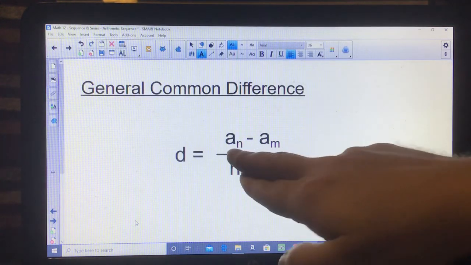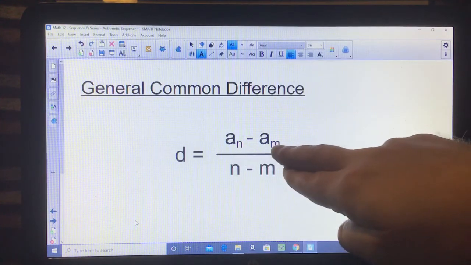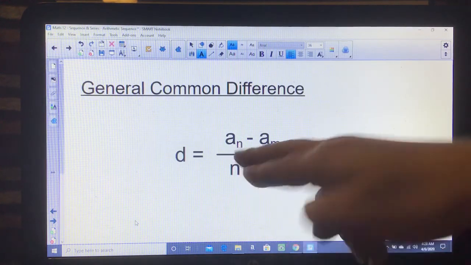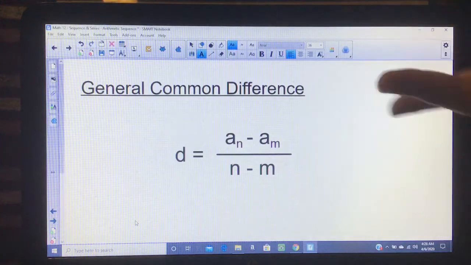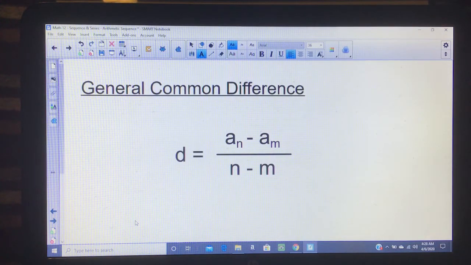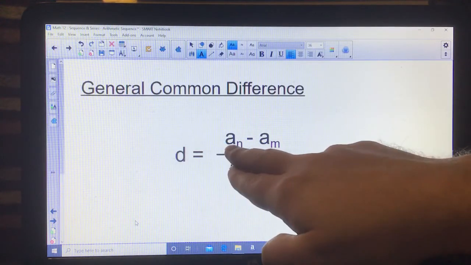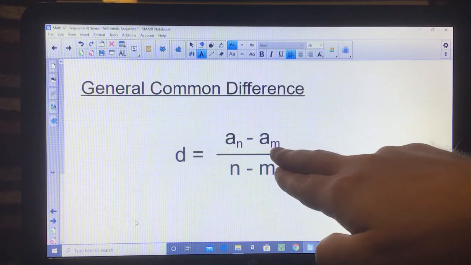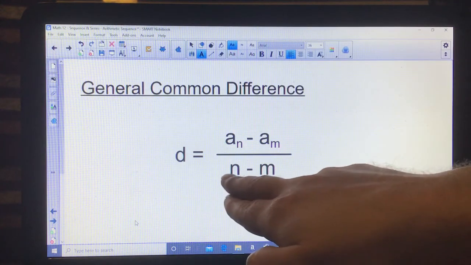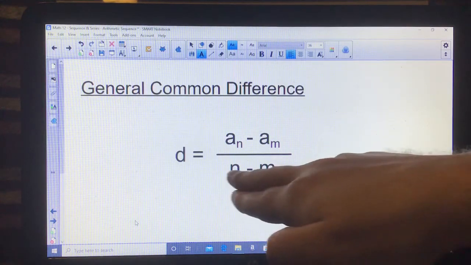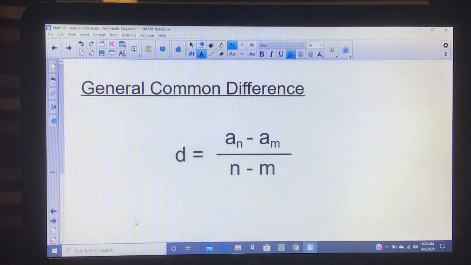In my example, we know the 16th term and the 8th term, and I would make the n the bigger one just to make this formula easier. It does work if you don't do that, but I would make n the larger number. So this common difference formula says if you take any term minus any other term, over the two term numbers subtracted, you'll get the common difference.